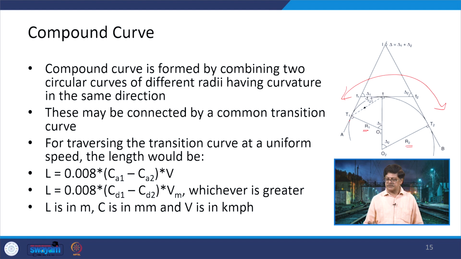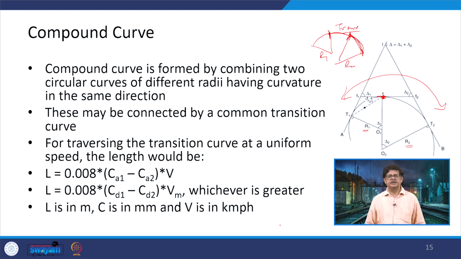Now, in this case, when these are meeting at this point, there may be a possibility that one curve is coming here and then there is a transition and then there can be another curve. So, this can be the case. So, here it is R1 and here it is R2, but in between it is transition. So, there is a possibility that we have a common transition in between.